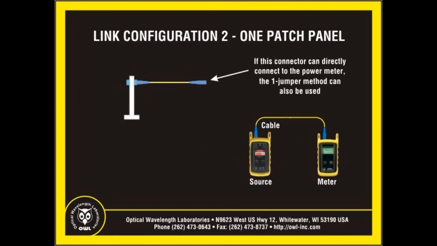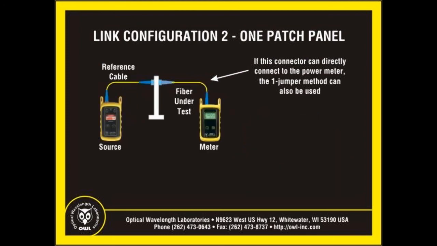Now, you may note that the one jumper method can also be used here if the open connector on the fiber under test can directly plug into the power meter detector port. A diagram is shown here.